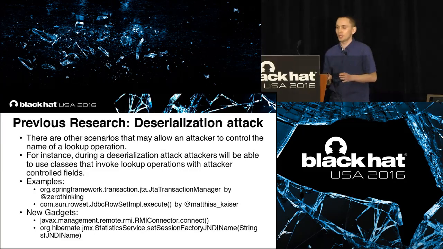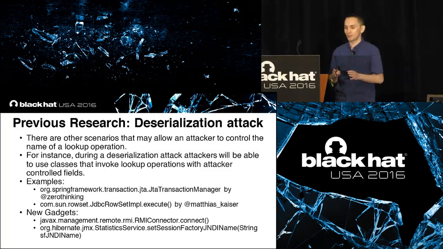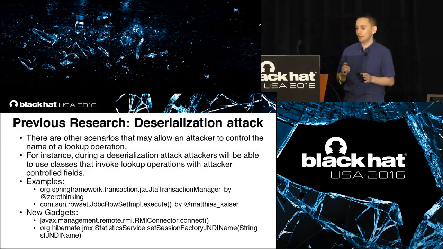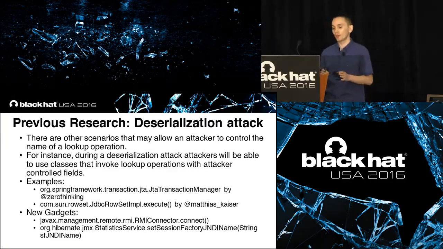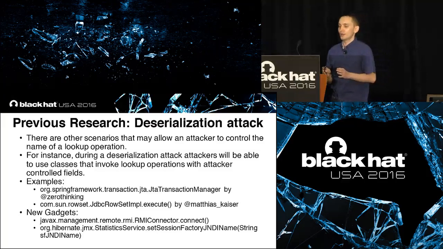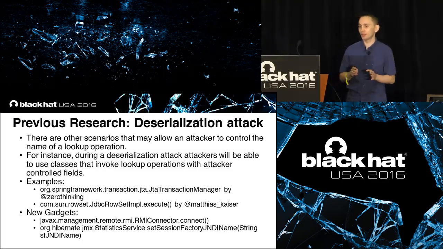It's a nice example, but it's not the only attack where the JNDI lookup trick is used. Another example can be finding gadgets for Java deserialization attacks. We provided a few already known gadgets. For example, Spring Framework libraries, a gadget found by Zero Thinking. A second one is from rt.jar and used by Matthias Kaiser in his Rhino deserialization chain in OpenJDK 7.